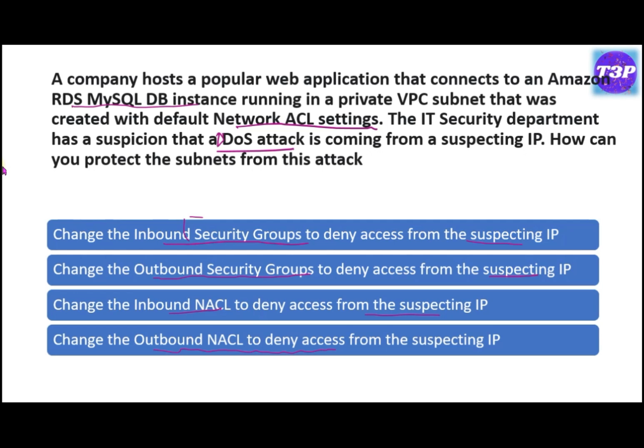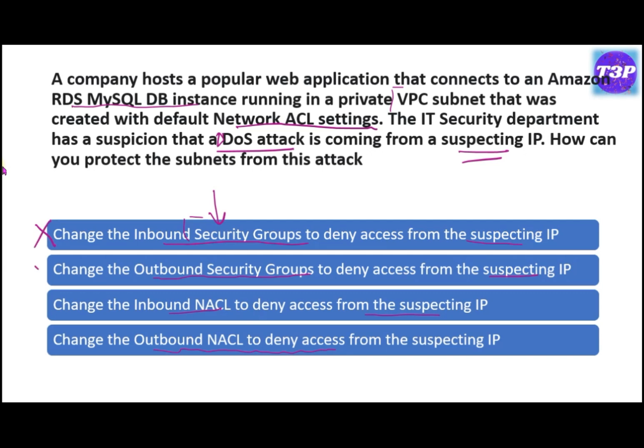So let's understand the security group first. A security group works on an instance level, not the network level. The attack is coming from a suspicious IP, so we need to block it at the network level, meaning the VPC network layer. So these two options will not help in this case.